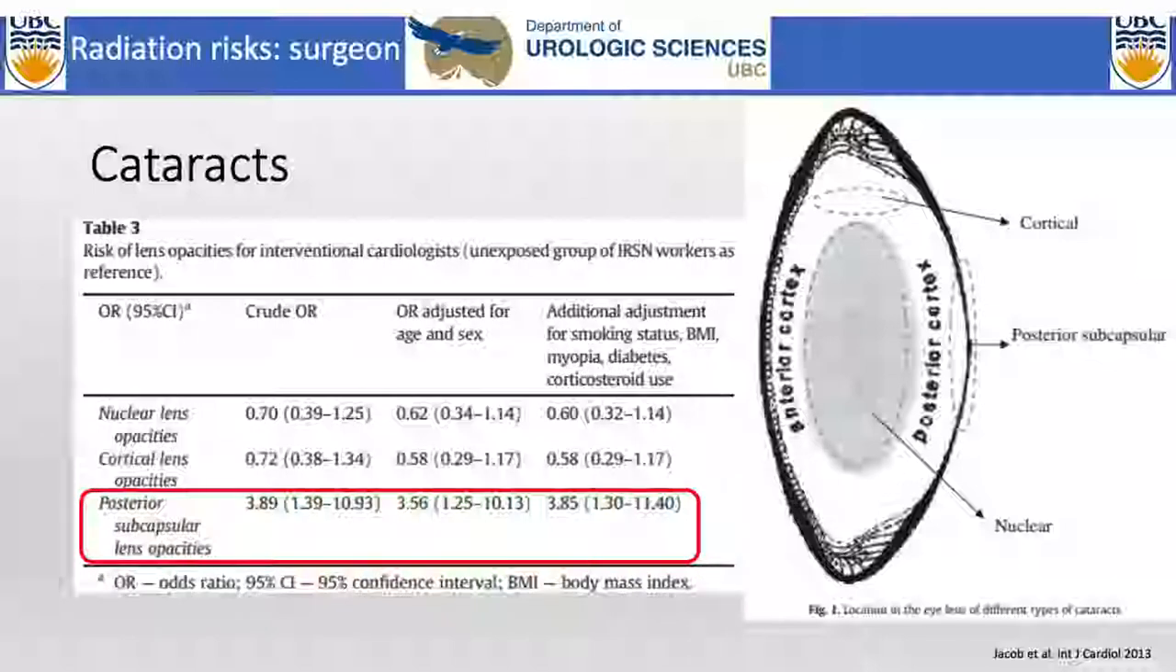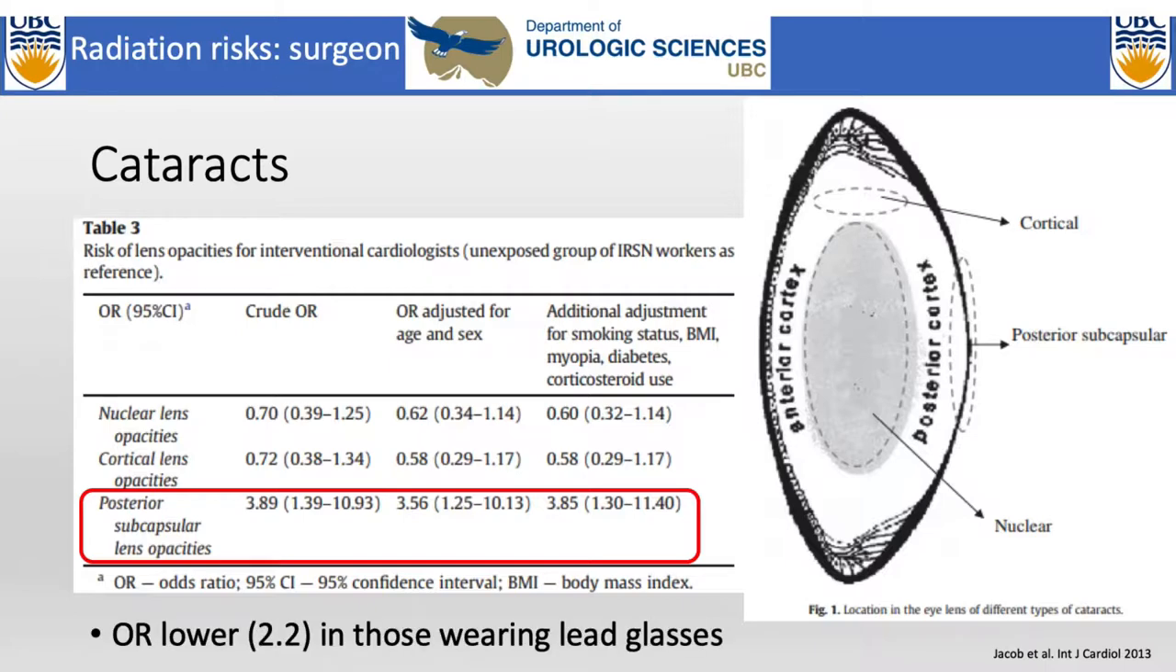This was a study looking at 100 interventional cardiologists versus 100 controls, and they all had ophthalmological exams. They found the adjusted odds ratio for a cardiologist having posterior subcapsular lens defects was 3.85. Going along with the fact that radiation probably impacts this, the odds ratio was much lower at 2.2 for those cardiologists who wore lead glasses regularly. And we'll talk a little bit more about lead glasses in a few minutes.